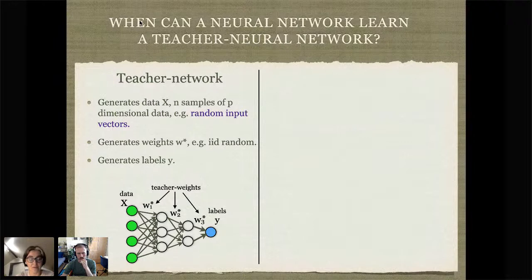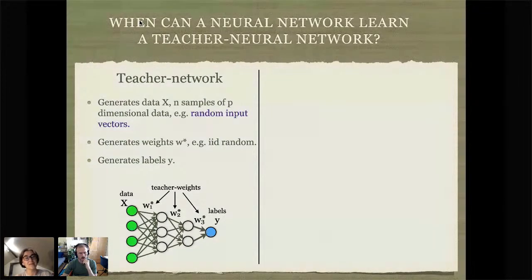So it's the following kind of data set. You consider a teacher network. Here, for instance, I choose 3 layers, 2 hidden layers. On the input, I have the data X, and the data on the input I just generate as random IID noise. So the samples are independent from each other, and each sample has components that are just randomly drawn Gaussians. That's the most often considered case.